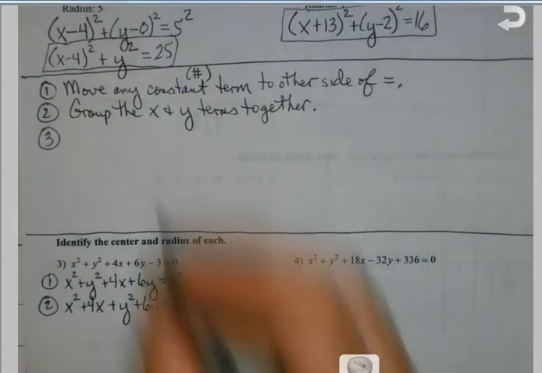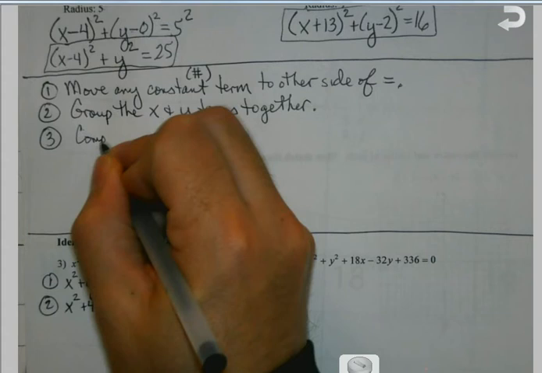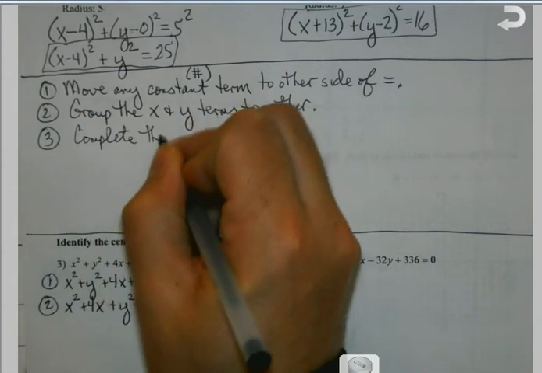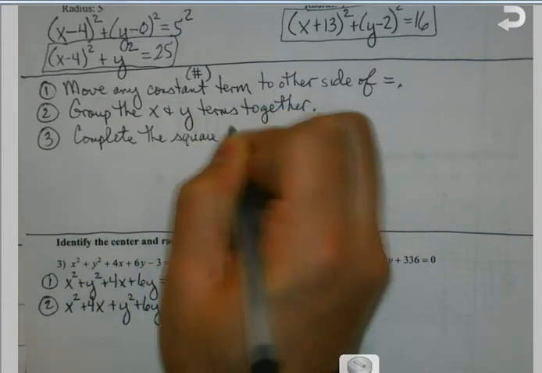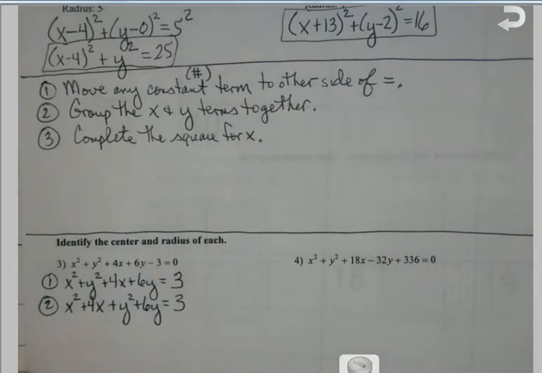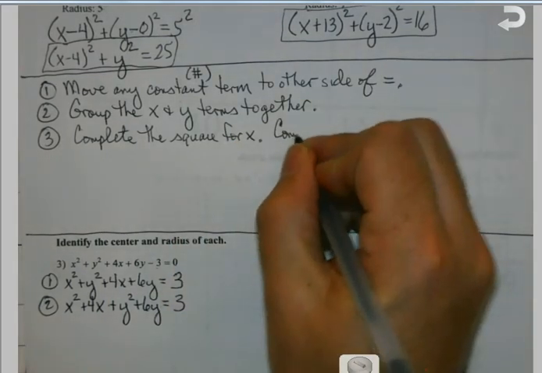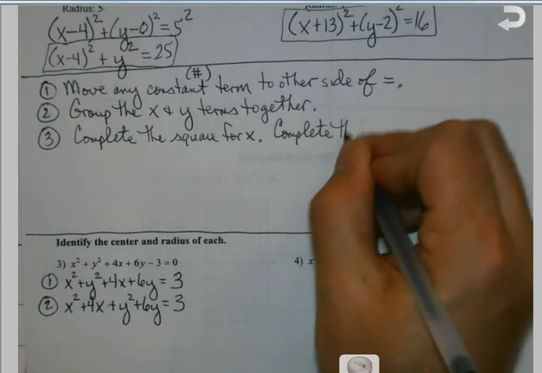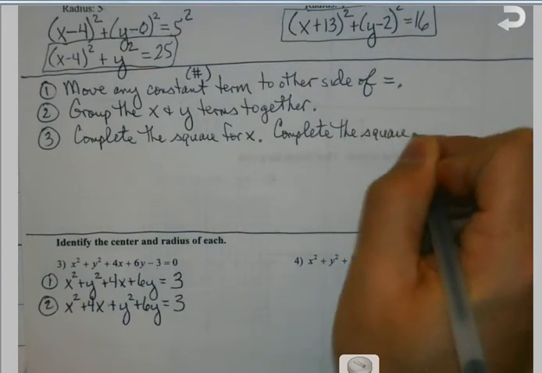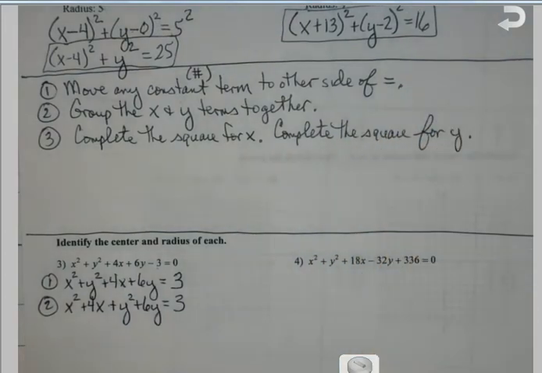So once we have them grouped, we're going to complete the square for x. And once I do that, I'm going to complete the square for y. So yes, I actually have to do it twice in one problem. So our whole b divided by 2 and then squaring it is coming back again. So we're going to do a little bit of side work here to make this work.